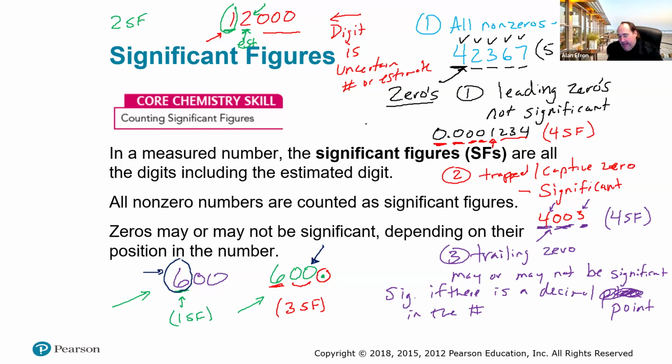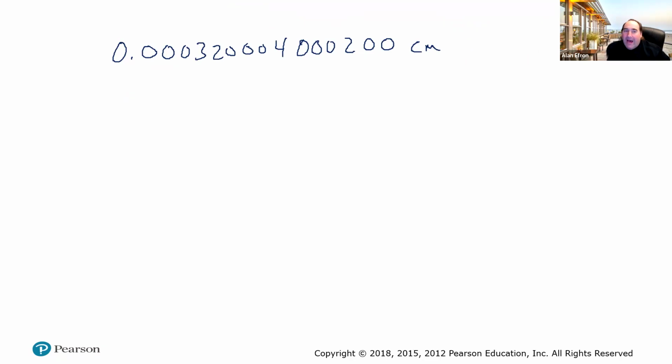So let's say then we had this number here, 0.000320004002000, and we'll go centimeters. I'm not quite sure how you made that measurement, but we'll go with it. How many significant figures are there in this number? So take a moment and count it. I'm going to do the same because frankly, I was just writing numbers, so I'm not really sure how many there are. Good amount of numbers.